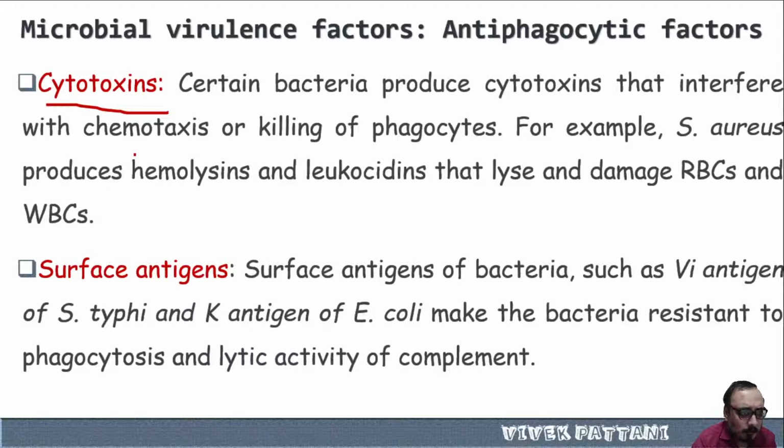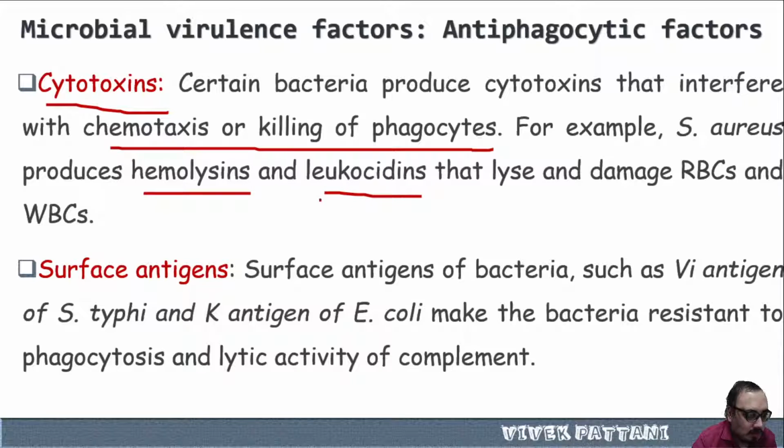Next comes the cytotoxins. Certain bacteria produce cytotoxins that interfere with the chemotaxis or the killing of the phagocytes. For example, Staphylococcus aureus produces hemolysins that lyse and damage RBCs and WBCs. Hemolysins basically lyse the RBCs, and leukocidins basically damage the WBCs, thereby interfering with their function.